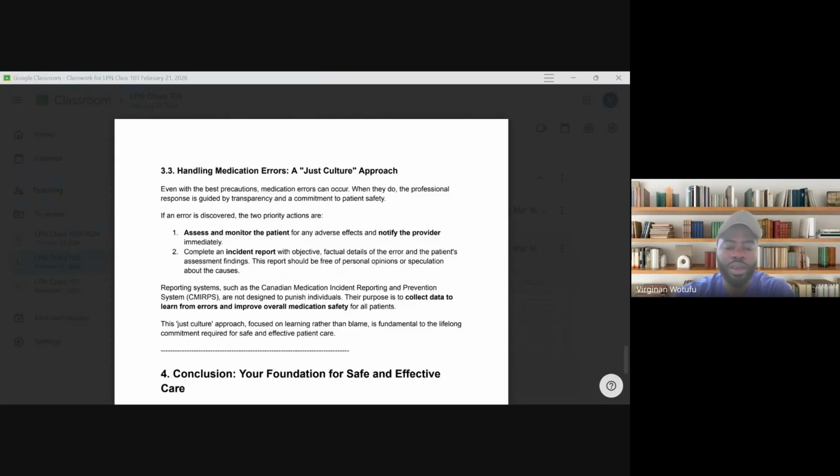So in case of a medication error, you assess and monitor for adverse effects, right? You notify the provider, and immediately after, you write your incident report.